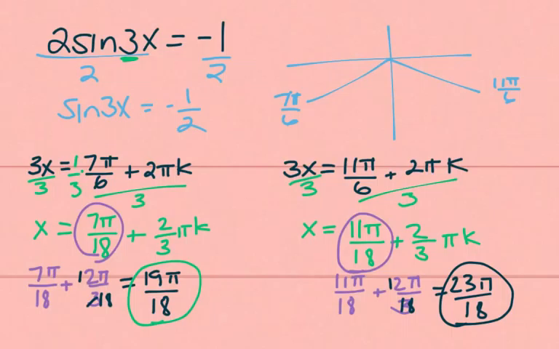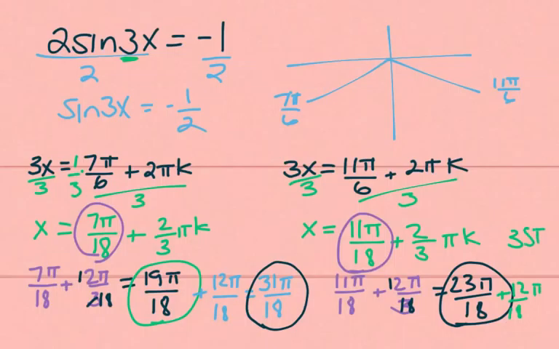Now if I were to add on another 12 pi over 18, I get 31 pi over 18. Is that smaller than 2 pi? What's 18 times 2? Yeah, it is. And if I add 12 pi over 18 here, I get 35 pi over 18. Less than 2 pi? Yeah. So I have an additional answer.